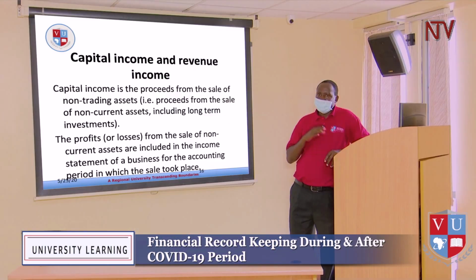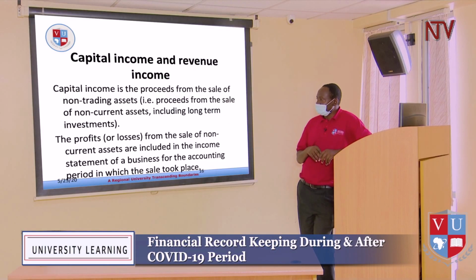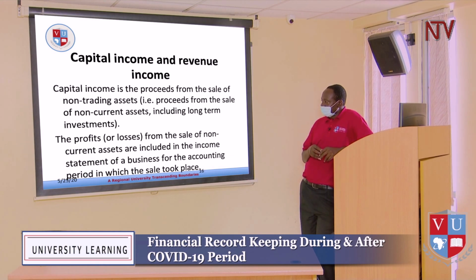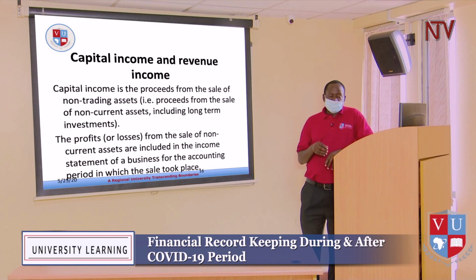If you have an asset which has been written down, say, to 10 million, and then you sell that asset at 12 million, the 2 million you have made on that non-current asset, what we call a gain on disposal, is included in the income statement as one of the gains for the period. And so is a loss.